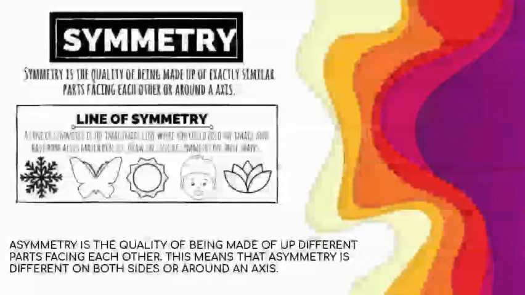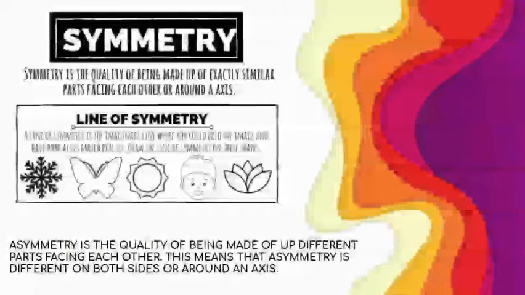Symmetry is the quality of being made up of exactly similar parts facing each other or around an axis. If you look at the pictures below and divided them in half vertically, they would all fold in half and their edges would meet up perfectly. Think about the butterfly in the last part. That is also symmetrical.